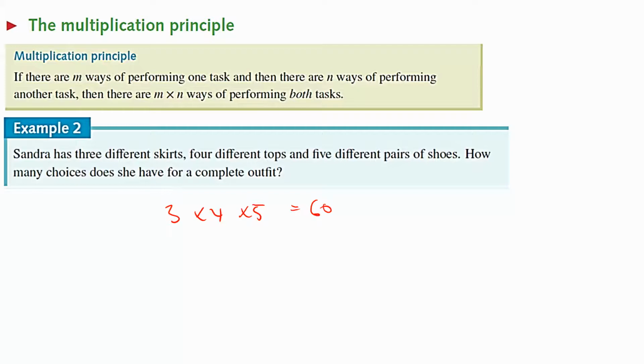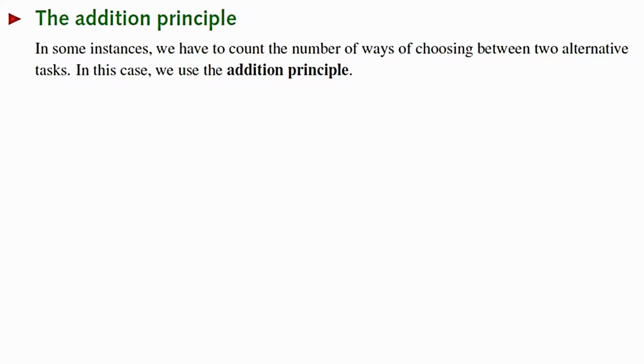Okay? Let's try our next one. Now, we've learnt the multiplication principle. We can now also talk about the addition principle. An addition principle is when you want to choose between 2 separate tasks. Okay, so here it says in some instances we have to count the number of ways of choosing between 2 alternative tasks.